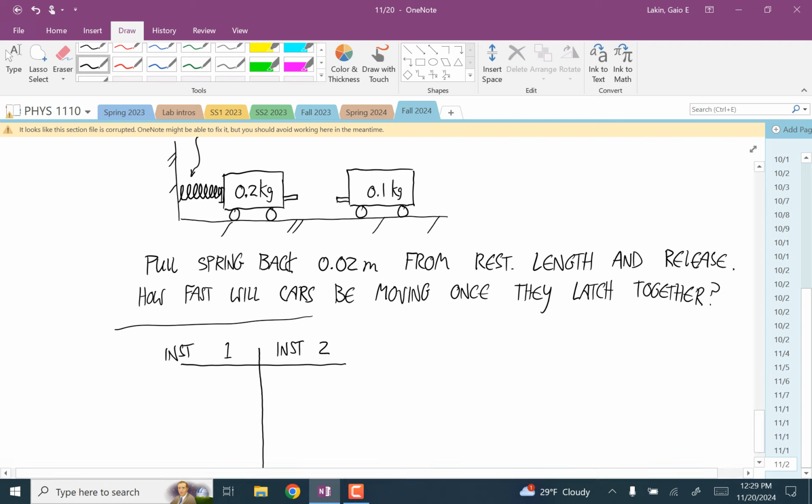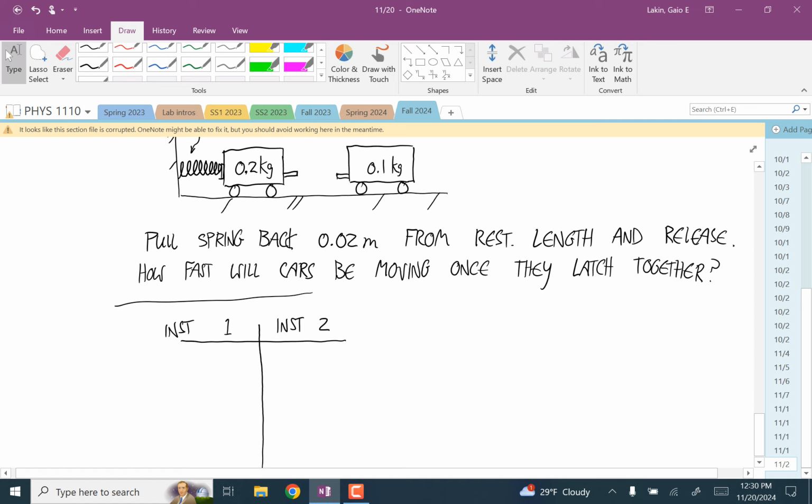So don't make the mistake, that's something that I see a lot in problems like this, where someone's instant one is going to be the start of the problem and their instant two is going to be at the very end of the problem. We're just going from the start of the problem to the middle of the problem, and then the end of the problem is going to be the collision.